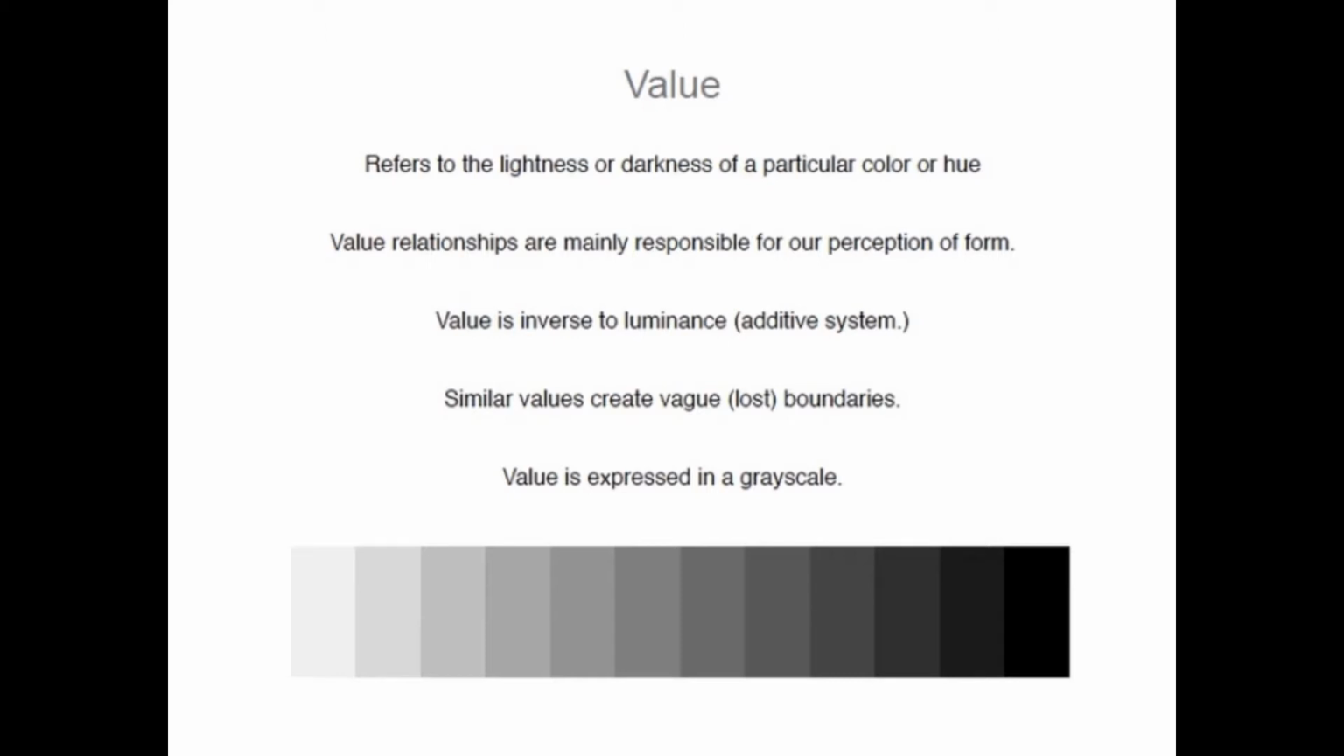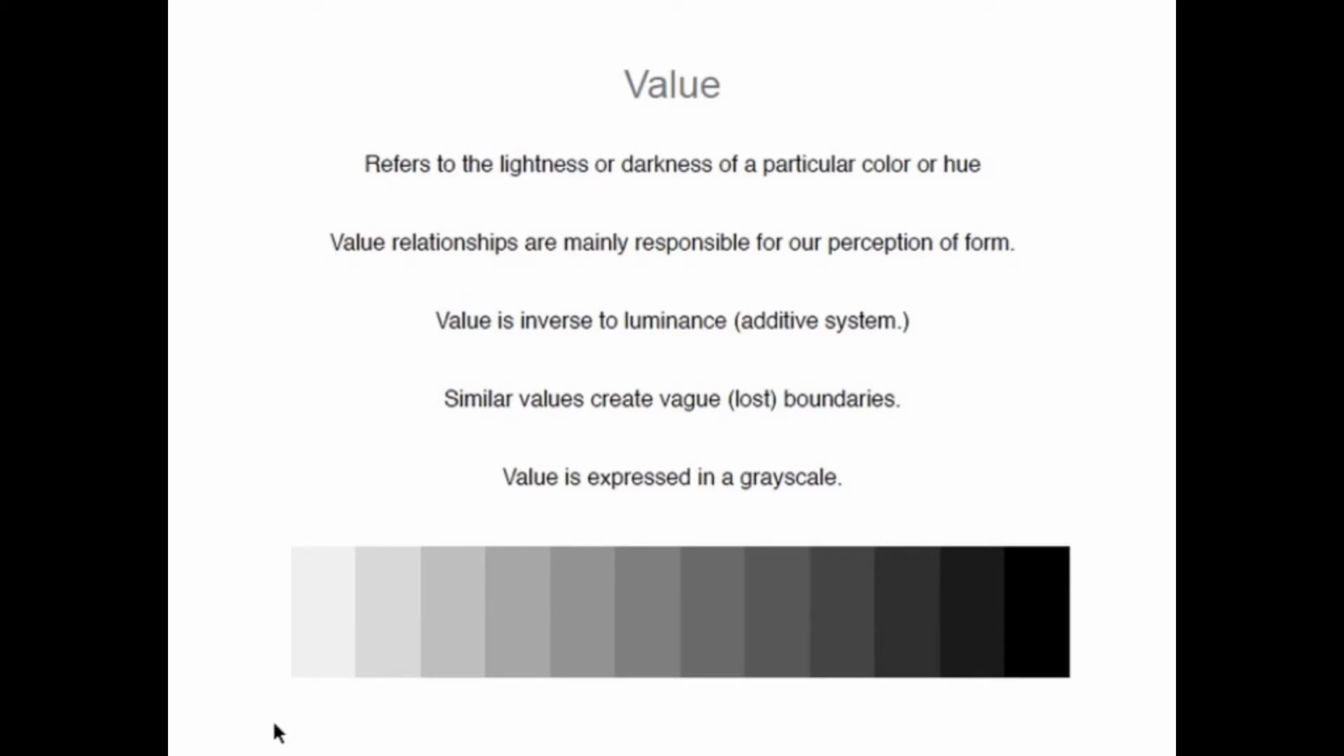Value, a property in the subtractive system, is the opposite or inverse to luminance, which is the idea in the additive system. So meaning it's inverse. If something is high luminance, it is low value. If something is low luminance, it's high value. So things that are on the lighter end of the value scale would be higher in luminance but lower in value. Things that are on the darker end of the value scale will be higher in value, lower in luminance. So less light is reflecting from the surface and more light's reflecting from the surface.